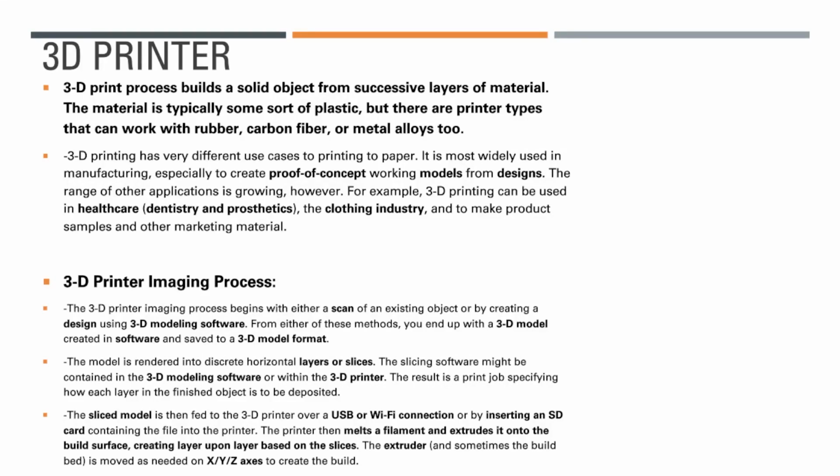The sliced model is then fed to the 3D printer over a USB or Wi-Fi connection, or by inserting an SD card containing the same file into the printer. The printer then melts a filament and extrudes it onto its surface, creating layer upon layer based on the slices. The extruder is moved as needed on X, Y, Z axes to create the build.